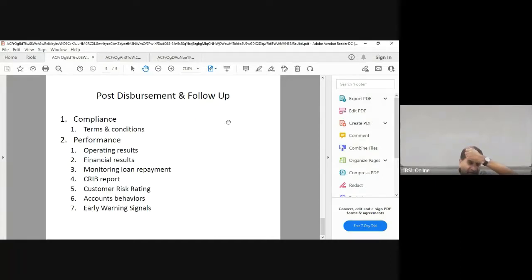And account behavior: you can see the behavior of the customer through deposits. You can also see the behavior of the customer through loan repayment, how many days they take.